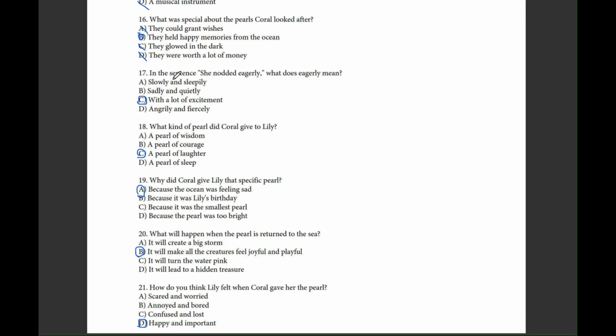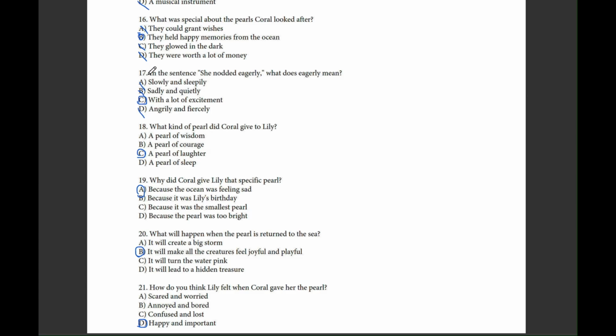17. In "She Nodded Eagerly," what does "eagerly" mean? Your choices are A, slowly and sleepily, B, sadly and quietly, C, with a lot of excitement, or D, angrily and fiercely. If we think about the mood, A, B, and D really don't match what eagerly implies.